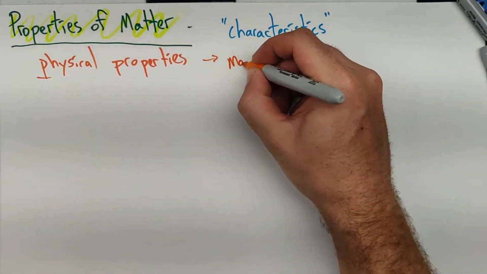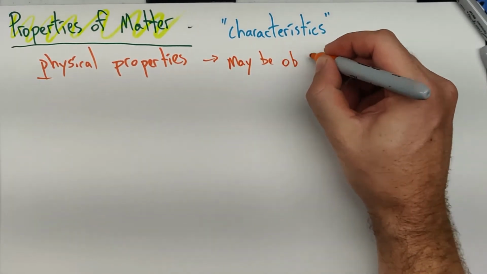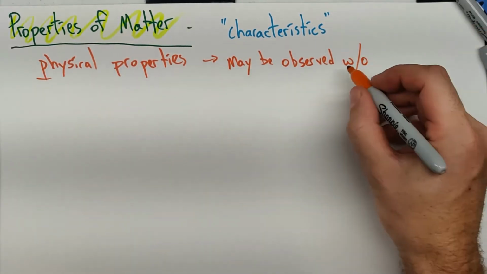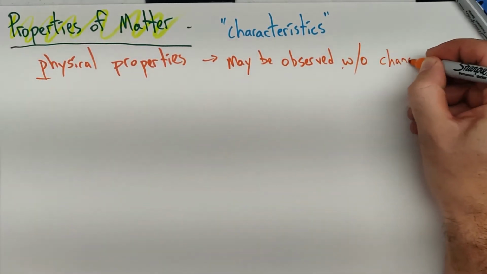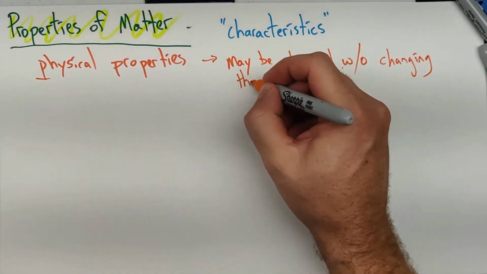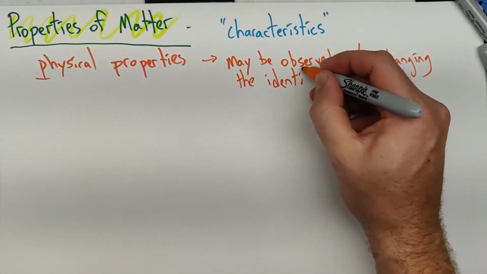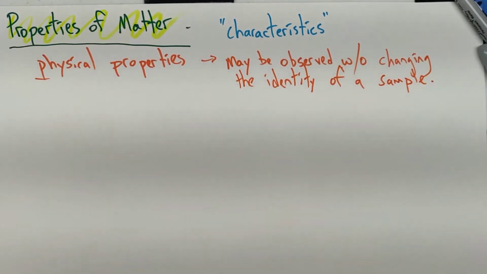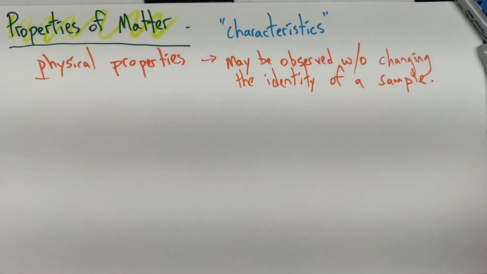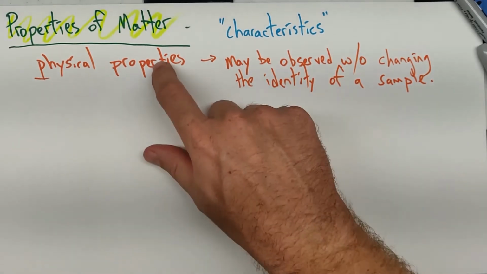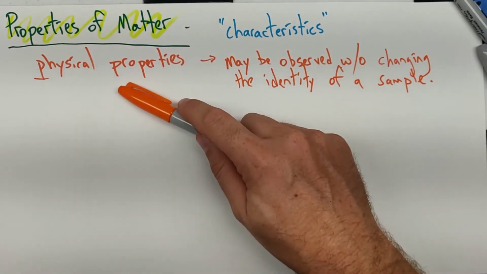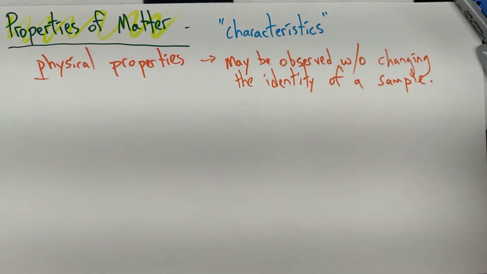All right, so these may be observed without changing the identity of a sample, and I'll abbreviate without changing the identity of a sample. I think that this is, right off the bat, kind of unintuitive because you're not used to your observations changing things. If you were to look at this marker that I wrote with here, it's an orange marker. And our identification of this color as orange doesn't change its identity as an orange marker.